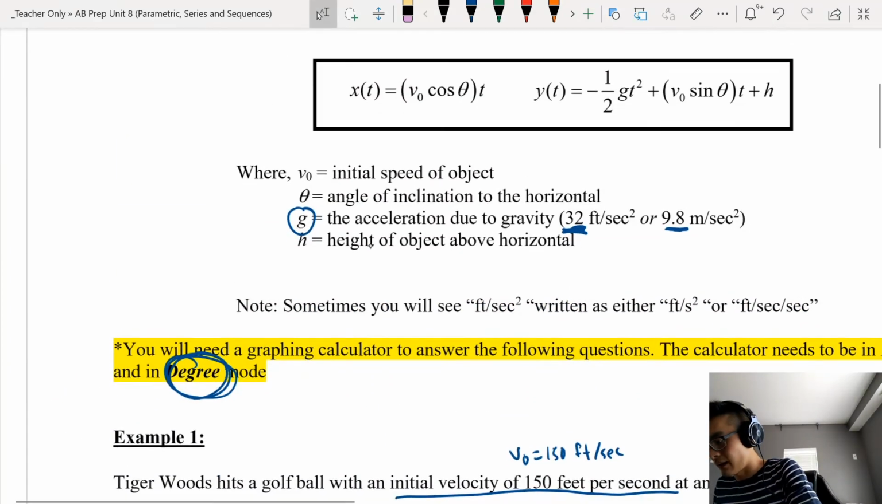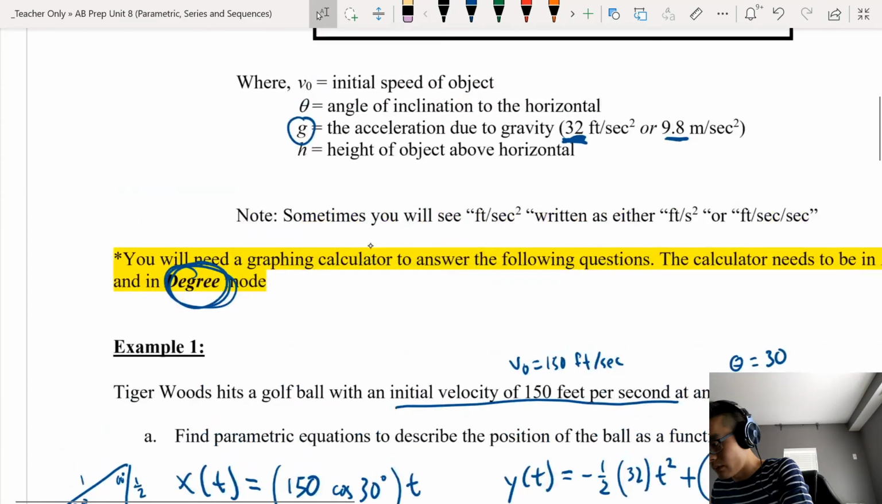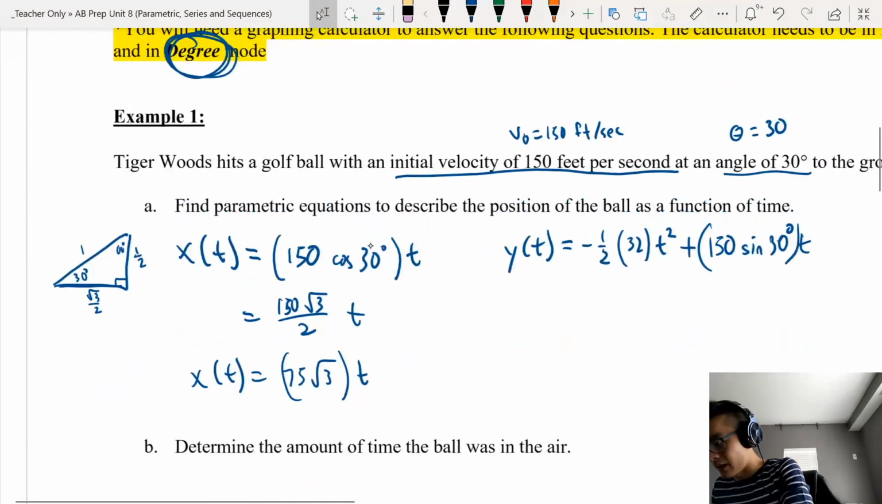Plus v naught sine, very similar to what we had over here. That was cosine. Here it's going to be v naught sine. It's going to be plus, so v naught was 150, sine of 30 degrees, I think, times t. Let me just check myself there, make sure we're good to go. Bingo. And then plus h, plus the height.